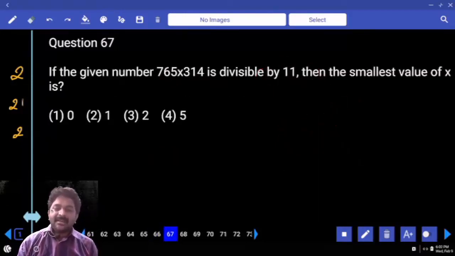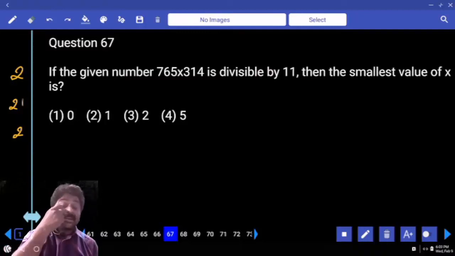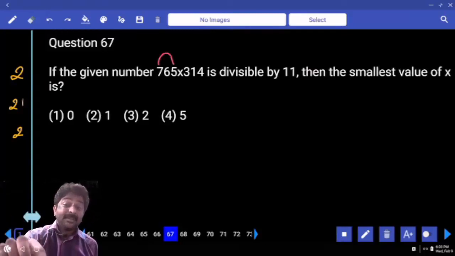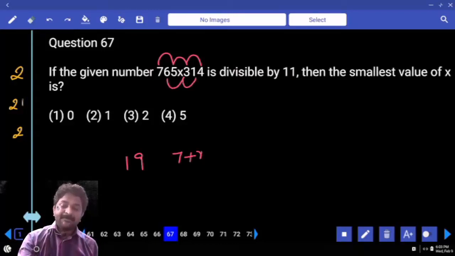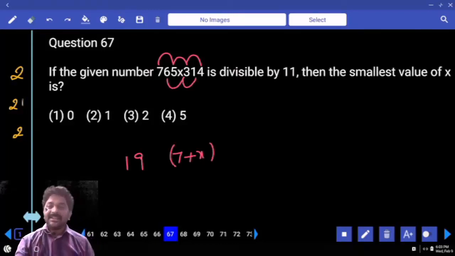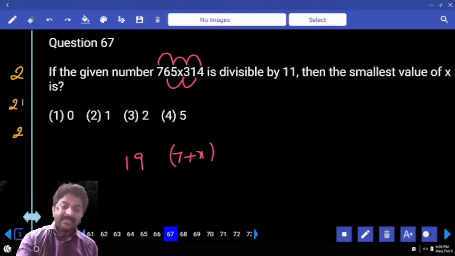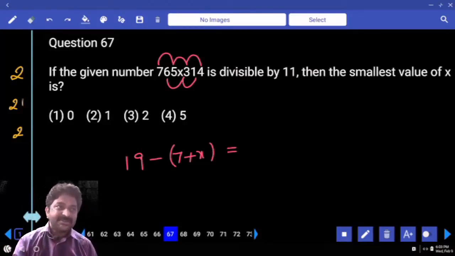If the given number is divisible by 11, the smallest value of x. Right, 11 multiplication. Difference of alternative number sum. 7 plus 5, 12 plus 3, 15, 15 plus 4, 19. Now, other alternative, 6 plus x plus 1, that is 7 plus x. We were asked to calculate the value of x, right? Smallest value. Am I right? That means this difference must be maximum difference only.